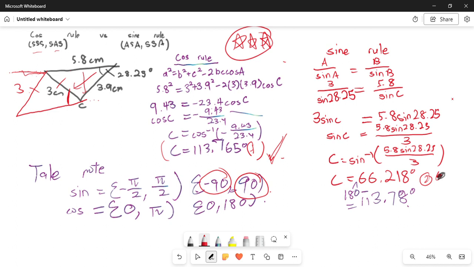So that means it cannot calculate an, what do you call it? Obtuse angle. I forgot already. But more than 90-degree angle. So the sine rule cannot calculate it because sine has a range of negative 90 to 90.